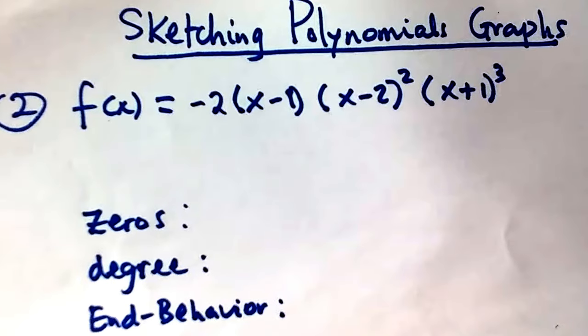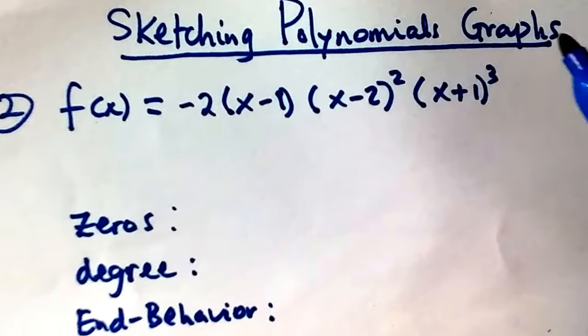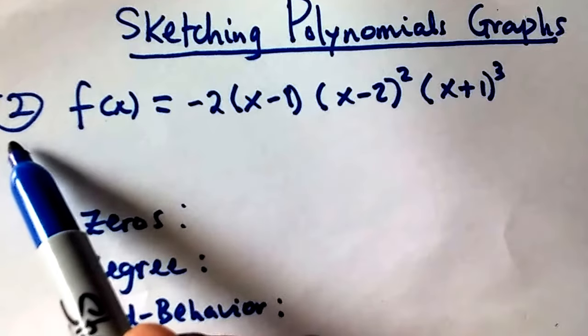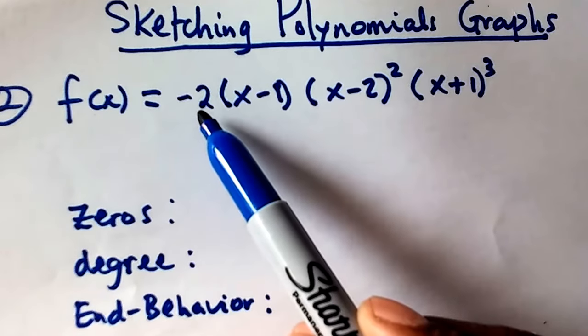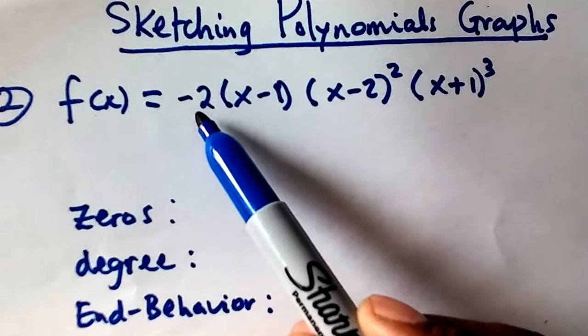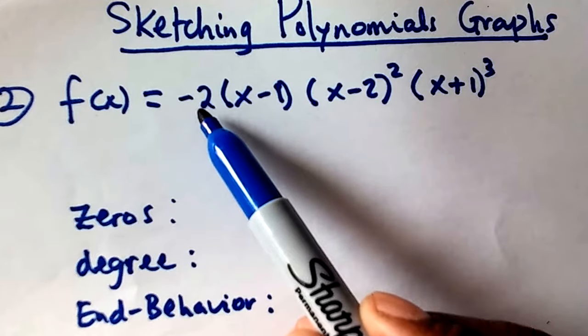I'll be showing you how to sketch the graphs of polynomial functions with another example. In this example, you can see that there's a leading coefficient of -2, so we know that that's going to affect the end behavior.